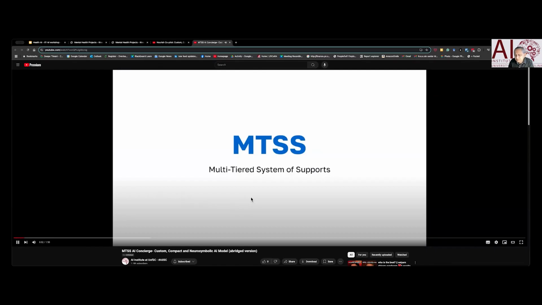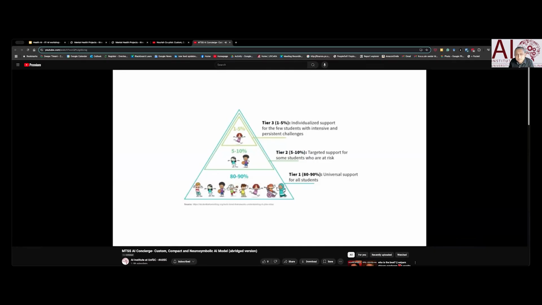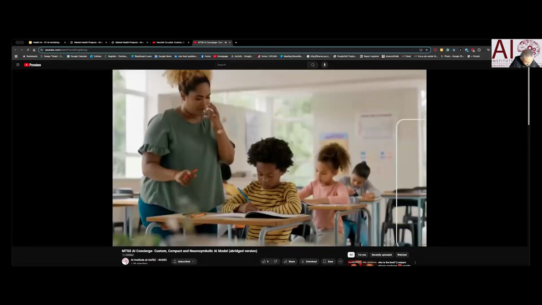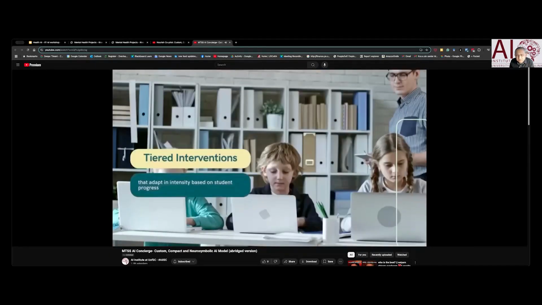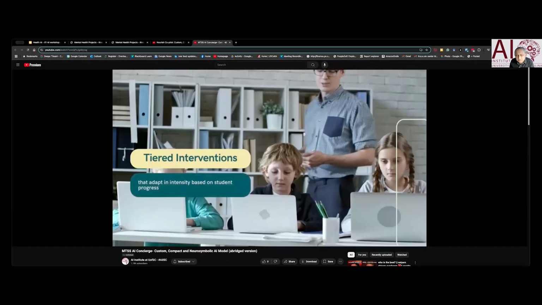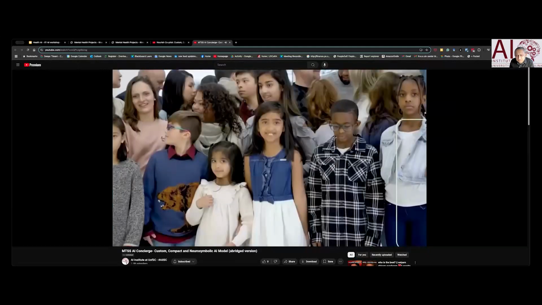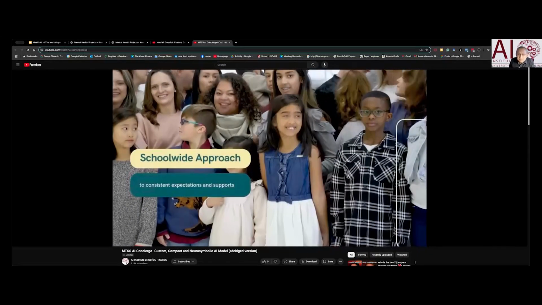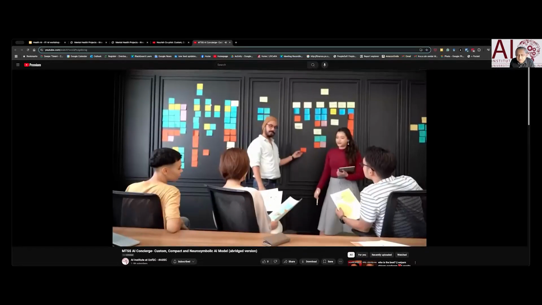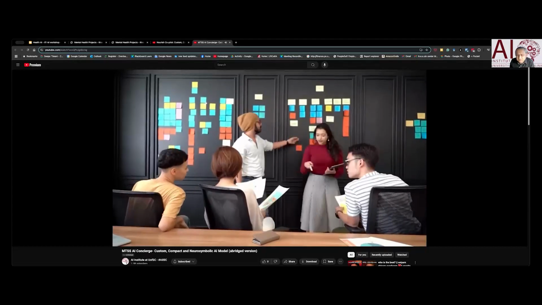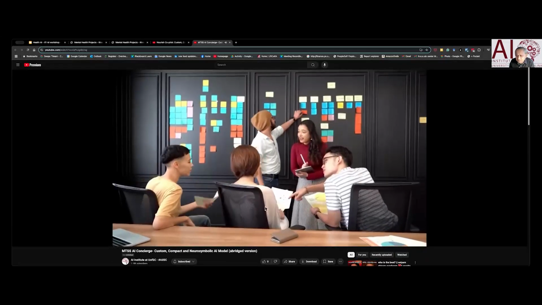MTSS is a three-tiered proactive intervention system designed to help schools support students through key components like universal screening at the start of the school year to identify student needs early, tiered interventions that adapt in intensity based on student progress, continuous data collection for ongoing assessment and improvement, a school-wide approach to consistent expectations and supports, and active parent involvement to ensure holistic student growth. The MTSS team is a collective effort involving teachers, counselors, mental health support staff, administrators, and more, all working together to create a supportive learning environment.